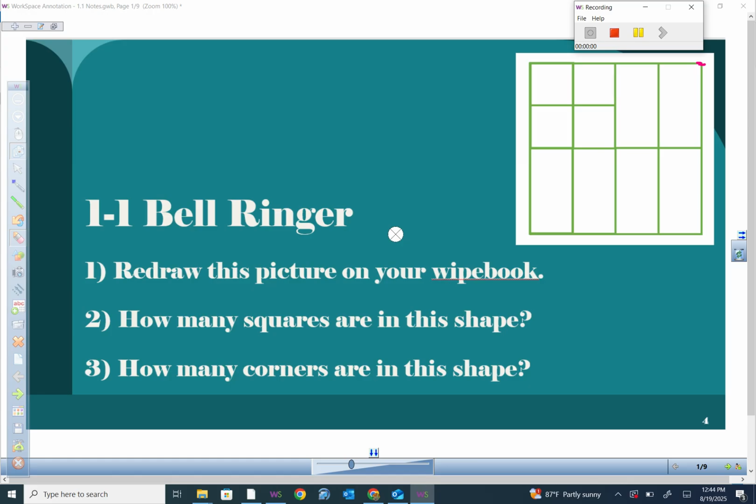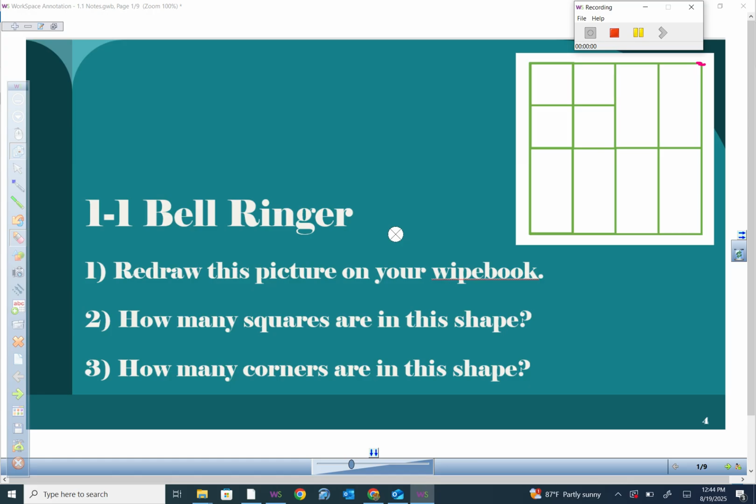If you are in the back with the tall tables, you are in a group if you are 4 of you, the 2 tables connected. Now, what you are going to do is this bell ringer. Once I say go, you may start with your group discussing how to do this.